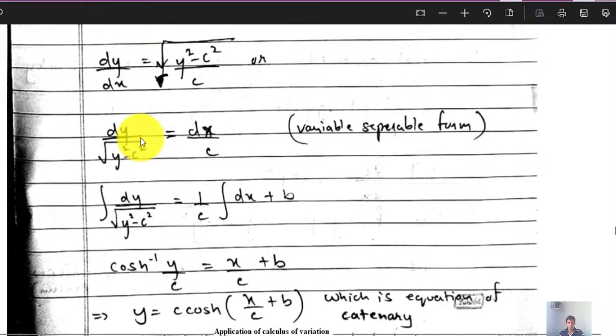Now the variables y are on one side and the variables x are on the other side, so it is in variable separable form. When the variables are separated, you need to integrate. So the integral of dy over the square root of y squared minus c squared is equal to 1 by c times the integral of dx plus b.